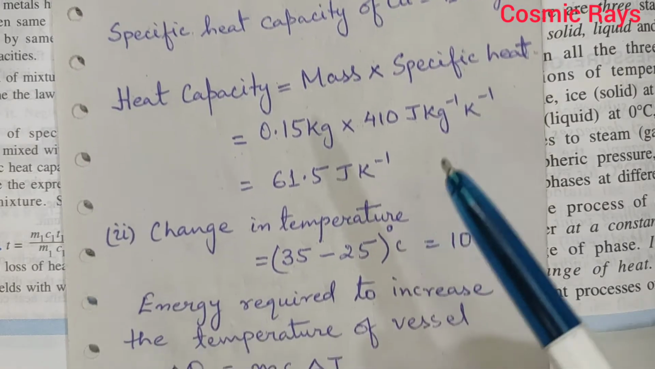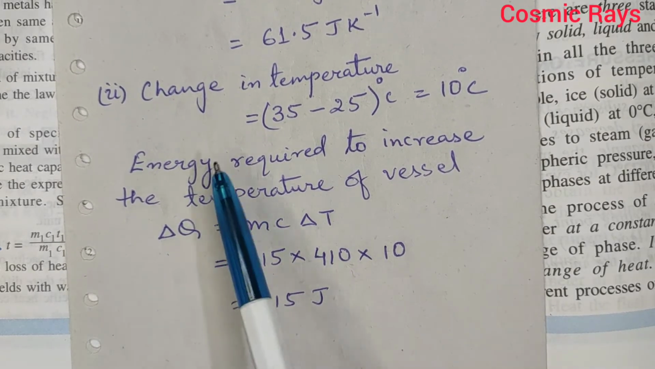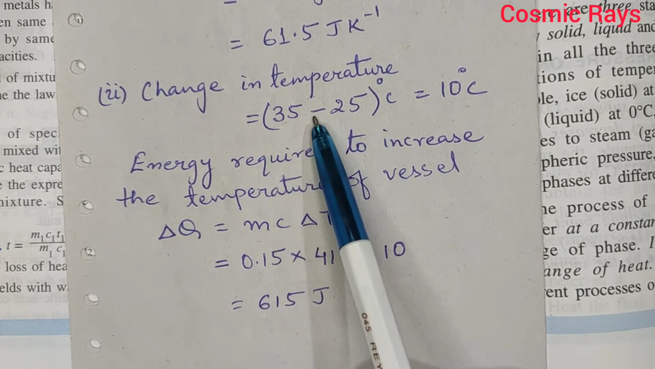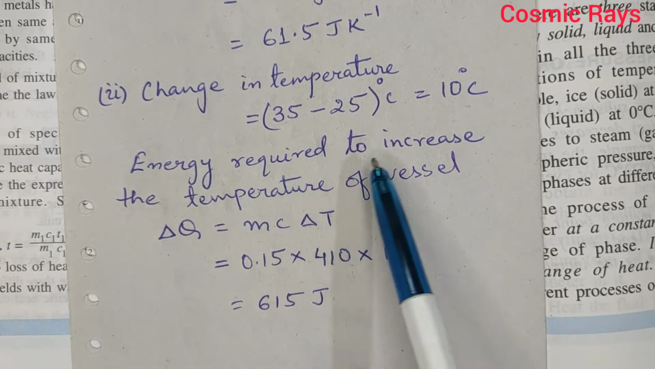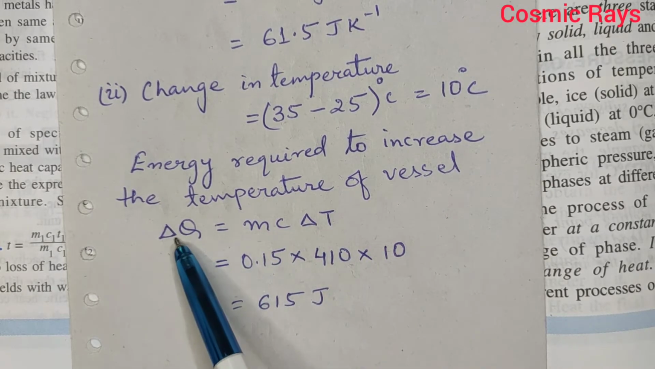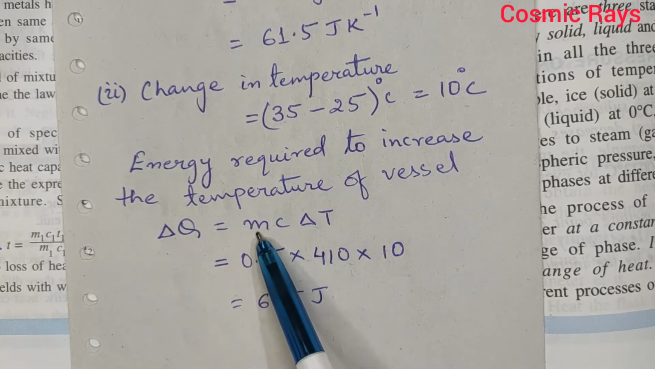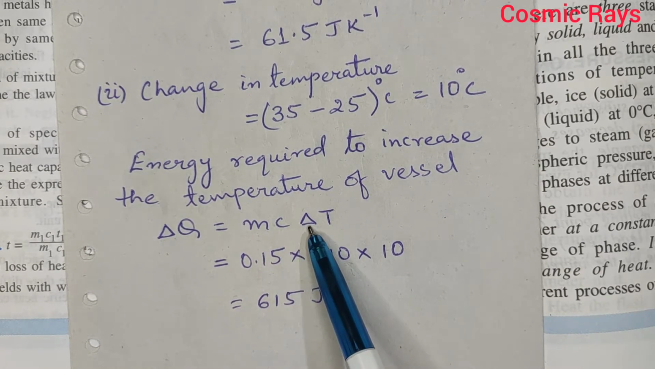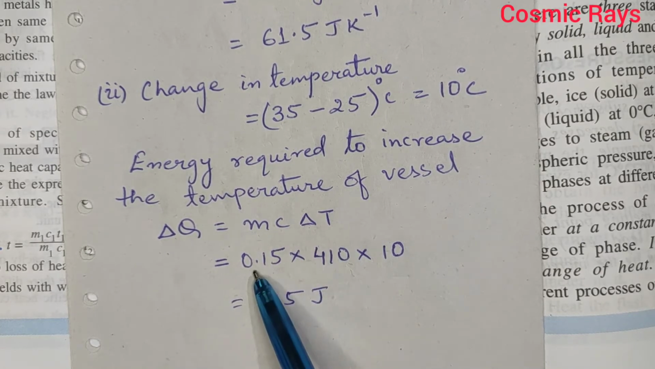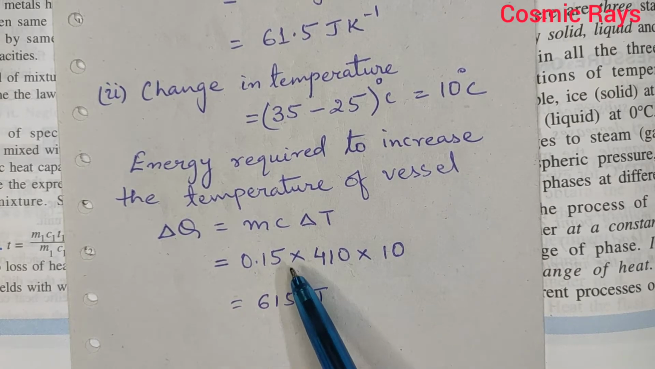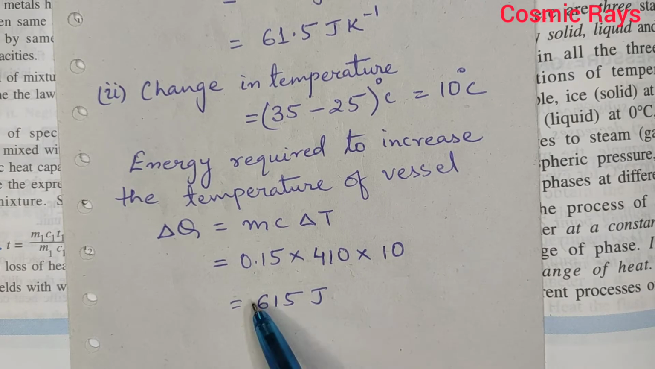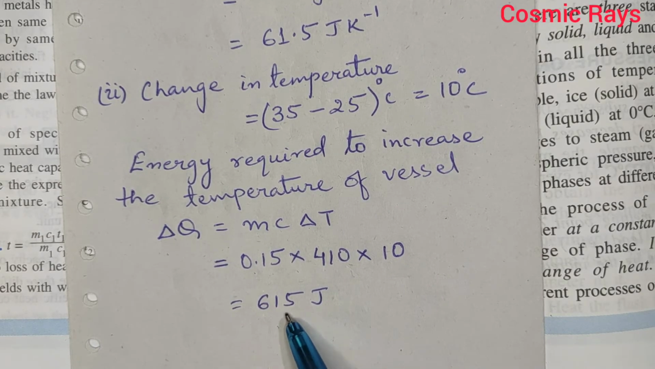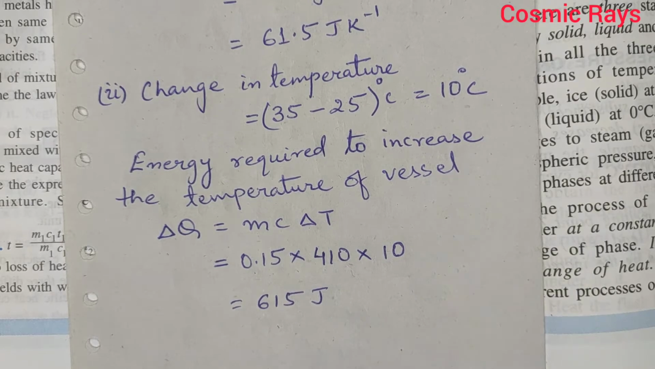Now for the second part of the question, the change in temperature is 35 minus 25 degrees Celsius, which comes to be 10 degrees Celsius. So energy required to increase the temperature of the vessel, that is delta Q, is equal to mass into specific heat into change in temperature. So mass is given to us 0.15 kg multiplied by specific heat, which is 410, multiplied by change in temperature, that is 10 degrees Celsius. So when we multiply, the answer comes out to be 615 joules.